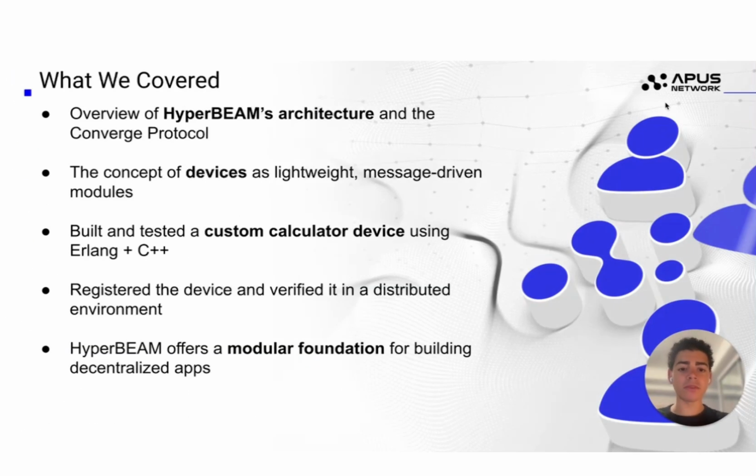That wraps up our walkthrough of HyperBEAM and how to build a custom calculator device from start to finish. We covered what makes HyperBEAM unique, including its distributed architecture, the Converge protocol, and the concept of devices as lightweight, message-driven modules. You saw how we combined Erlang and C++ to implement real computation, register our device, and successfully test it inside the system. Whether you're building a calculator, a machine learning module, or something entirely new, HyperBEAM gives you a modular foundation to build on top of decentralized infrastructure.